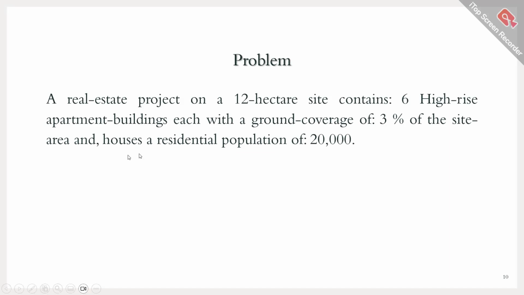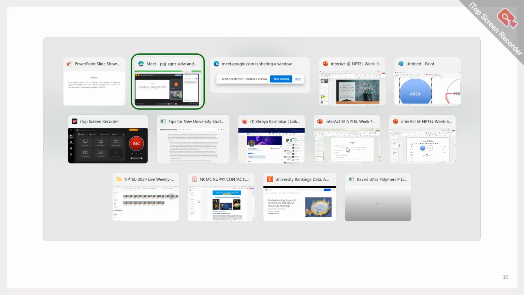The next problem is a real estate project on a 12-hectare site contains 6 high-rise apartment buildings, each with a ground coverage of 3% of the site area and houses a residential population of 20,000.